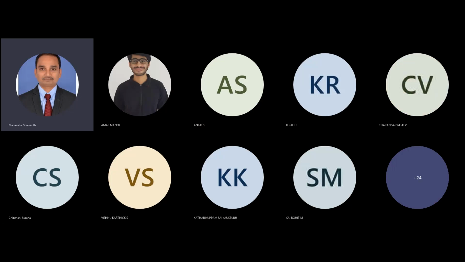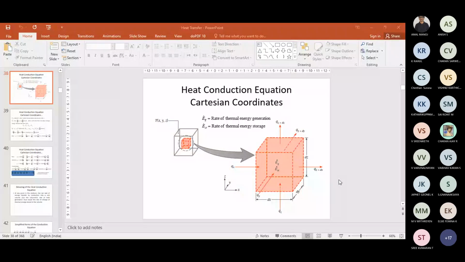So in the last class, what we have seen is the derivation of the heat conduction equation in a three-dimensional transient situation in a case where there is heat generation. So I'll just share my slides here. So this is the heat conduction equation that we have seen in the last class. This is derived in Cartesian coordinates.